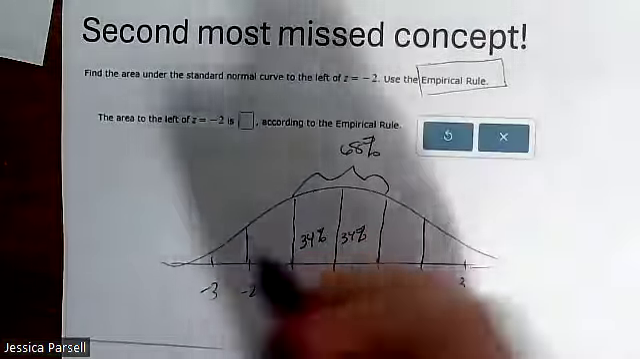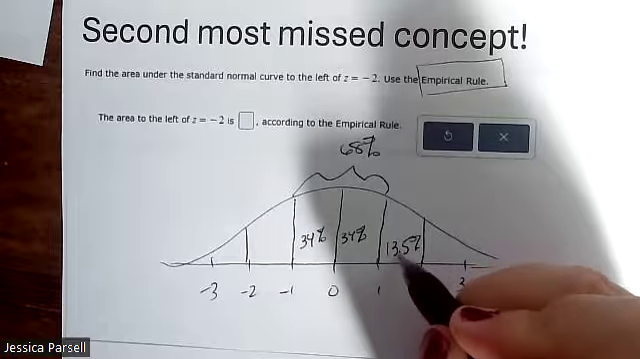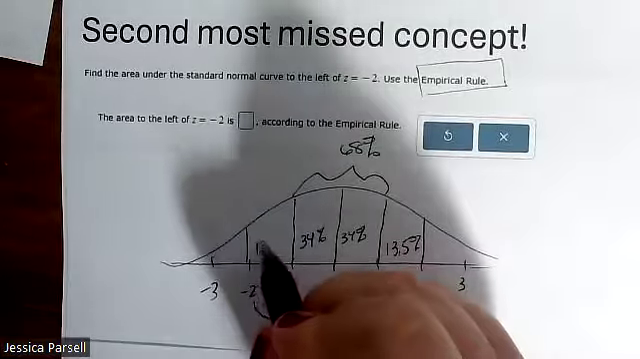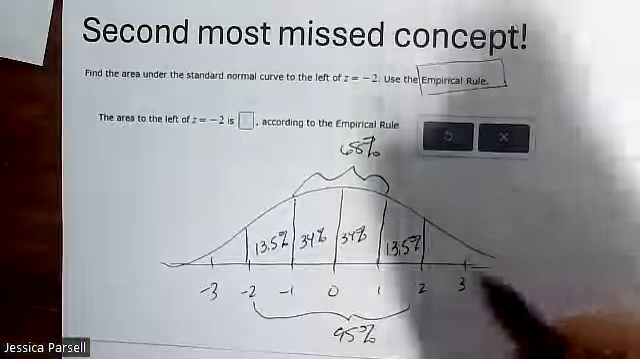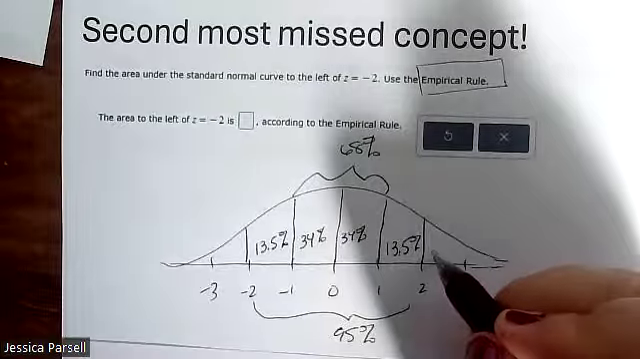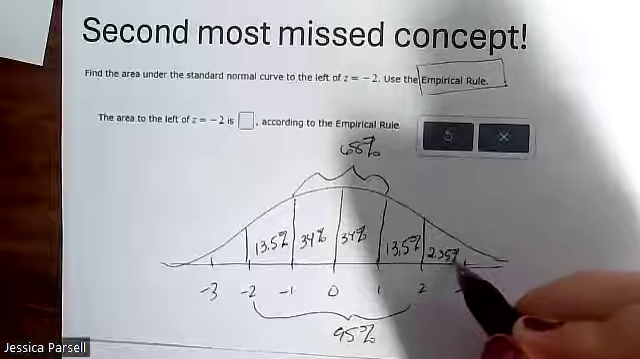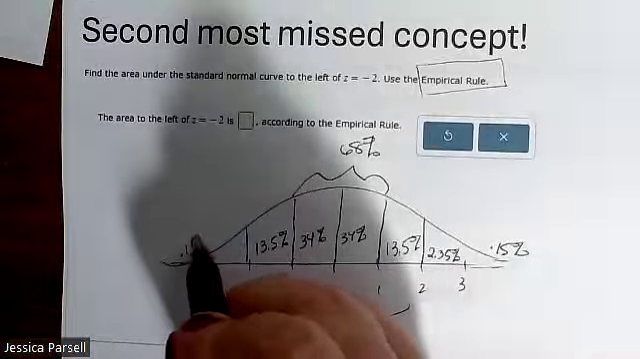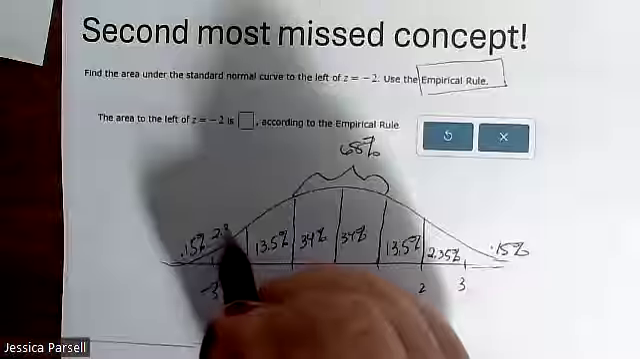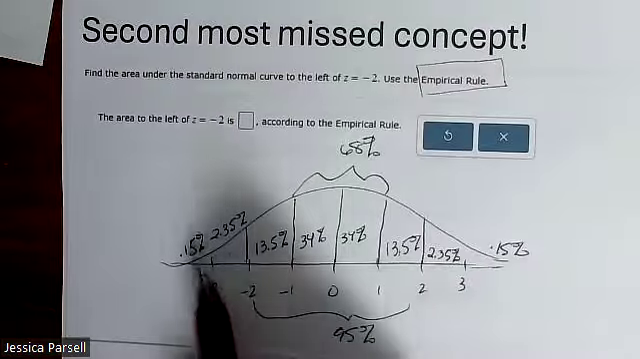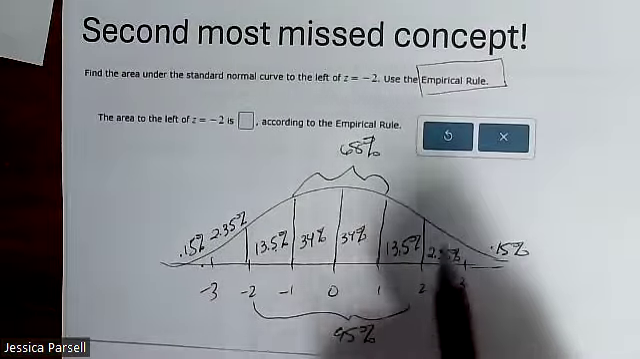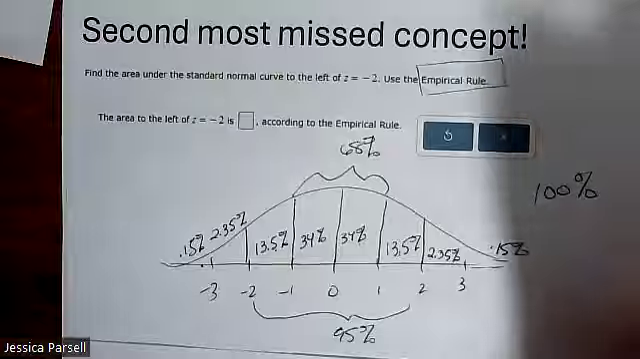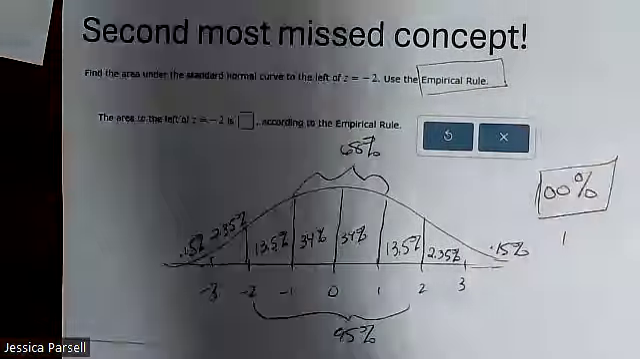We know from here to here, it's another 13.5%. That's how we get to 95% here. And then off in the tails here, you have the 2.35% and 0.15%. So 0.15% here, 2.35% here. So if you were to add this up, 0.15 and 2.35 and 13.5 and 34 and 34 and 13.5 and 2.35 and 0.15, the whole thing is 100% in percentage or 1 in decimal form.